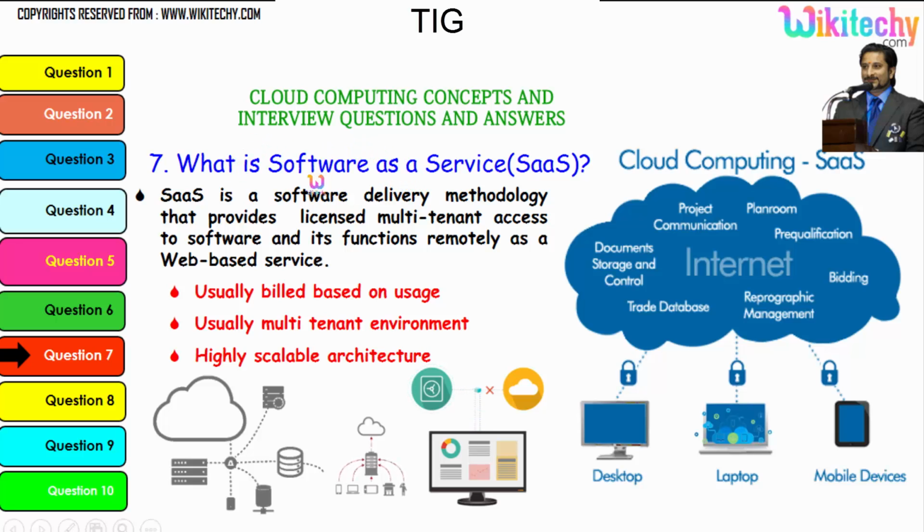Let's talk about the software as a service. SaaS is a software delivery methodology that provides licensed multi-tenant access to software and it functions remotely as a web-based service. Usually billed based on the usage, usually multi-tenant environment and highly scalable architecture. So I'm going to rent a software from cloud and I'll be using it or accessing via the browser. That's how your software as a service is.